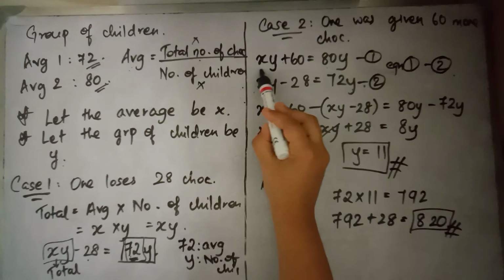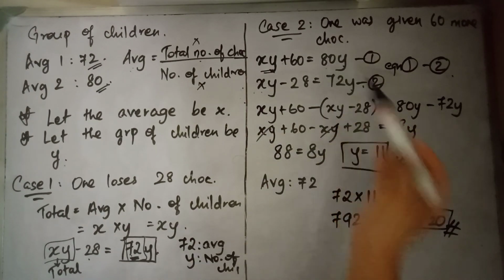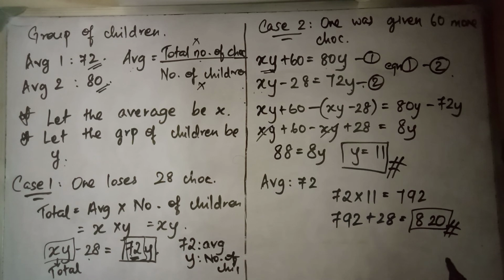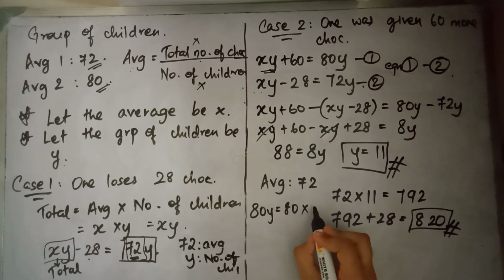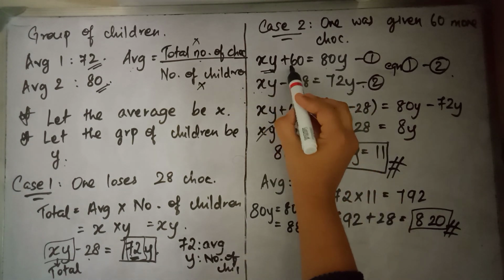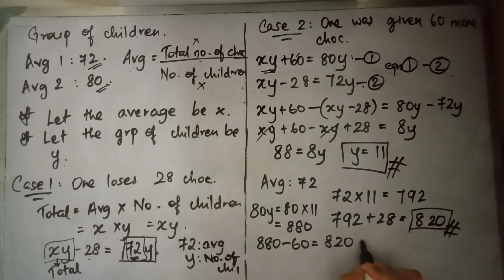Likewise, we can also do it with this equation. We can find 80y. 80y will be 80 into 11. This gives us 880. To find xy, I'll bring 60 over to this side, right? So it'll be 880 minus 60, and that gives us 820. So in both cases, the initial number of chocolates would be 820.